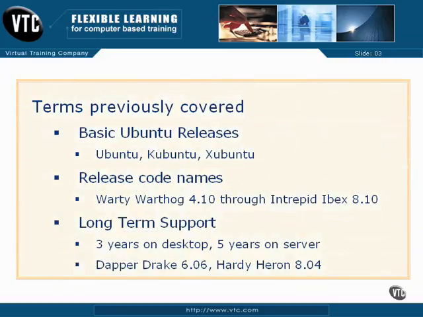Now to review those terms already covered in other videos. If you don't want to hear terms such as long-term support again, you can stop this video here. You should already be familiar with basic types of Ubuntu releases, such as Ubuntu, Kubuntu, and Xubuntu. You've already reviewed release code names from Warty Warthog 4.10, released in October of 2004, through Intrepid Ibex 8.10, released in October of 2008.